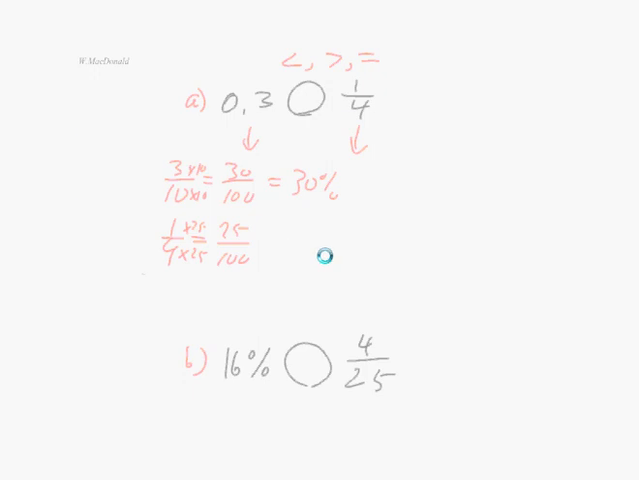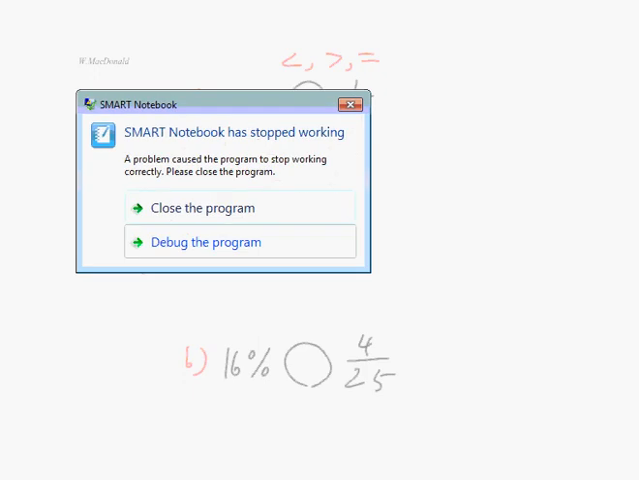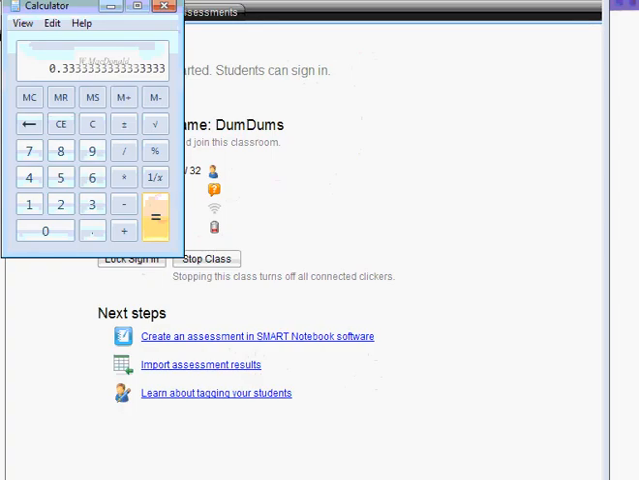Oh, my board's locking up. Hello. Oh no. Well, that was awful. Hang on a second.